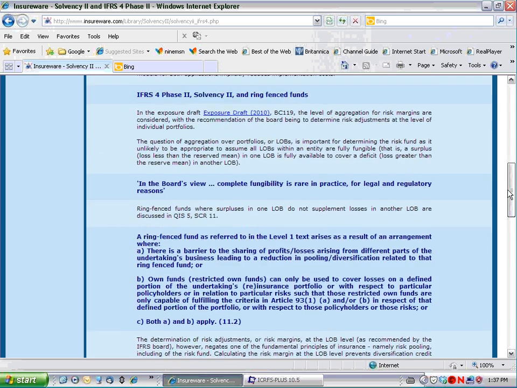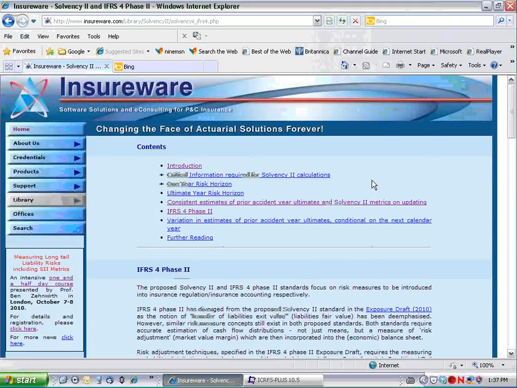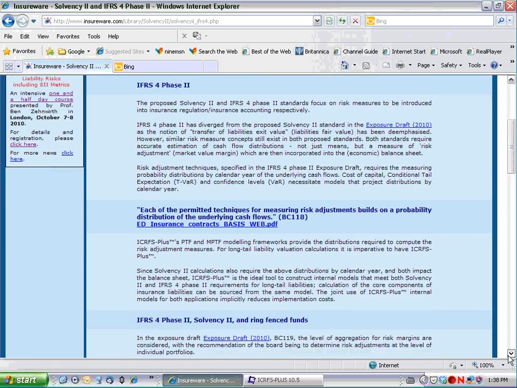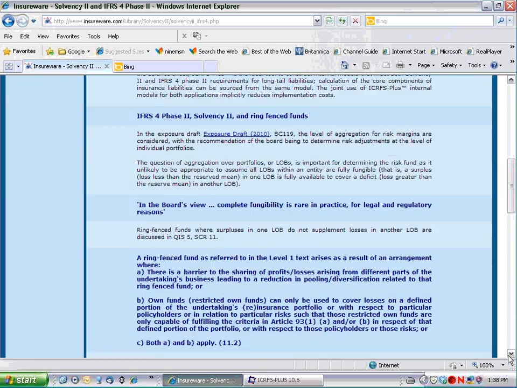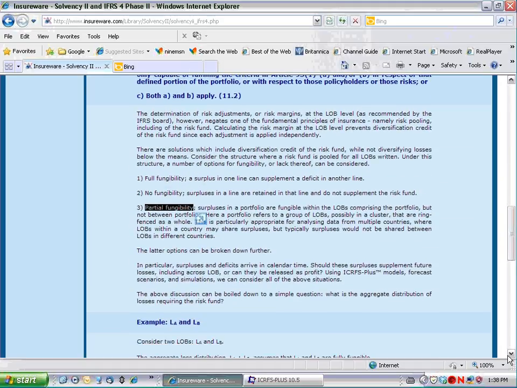You can always go to this part of our website. There's a whole discussion of Solvency II, 1 year, ultimate year risk horizon, consistent estimates on updating. Some of these you'll see in the videos. IFRS 4, variation estimates of prior year, accident year ultimates, conditional next calendar year. There's some further reading and so on. Now, why don't we try and illustrate this with some discussion in a PowerPoint display.